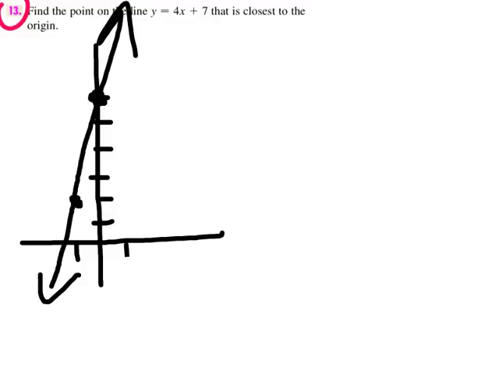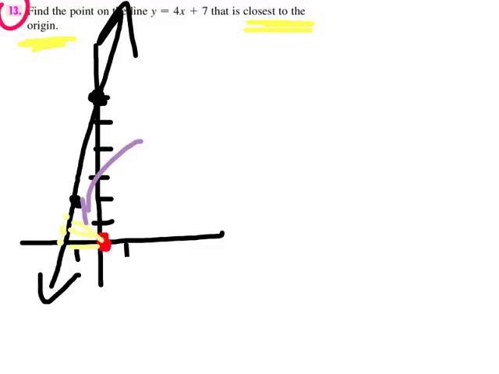Now they're asking for the point on that line that's closest to the origin. So why don't we start by focusing on the origin, and then say, I want the point on the line that's closest to it. Let me take a real pale color. So maybe it's right here, or maybe it's right here. Maybe it's right here. The point on the black line that's closest to the red point. So how do you know the length of that line?